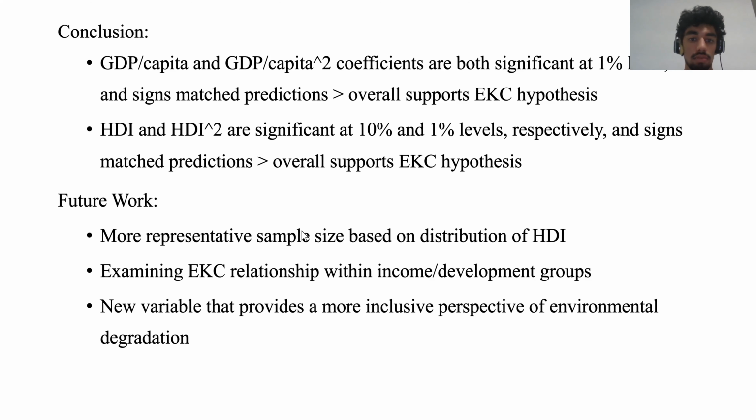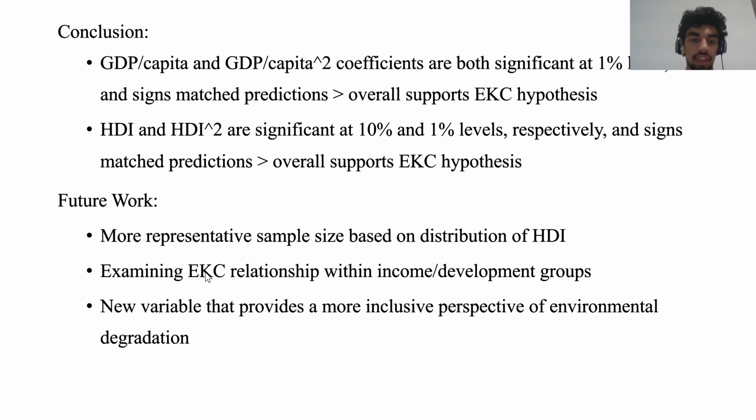Additionally, some future work that could be done would be providing a sample size that is more reflective of the population based on the distribution of HDI. As I mentioned earlier, our HDI for this sample is skewed to a higher level of development than for the population. Additionally, I think it would be interesting to examine the environmental Kuznets relationship within individual types of economy as specified by the specific model that we discussed earlier, such as using the different groups that are laid out by the Human Development Index.